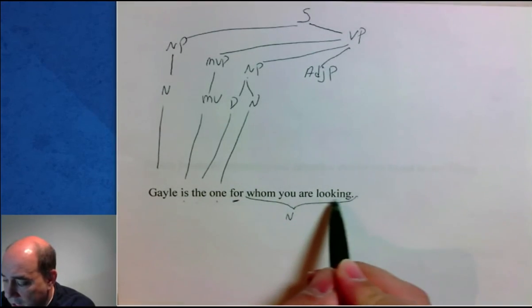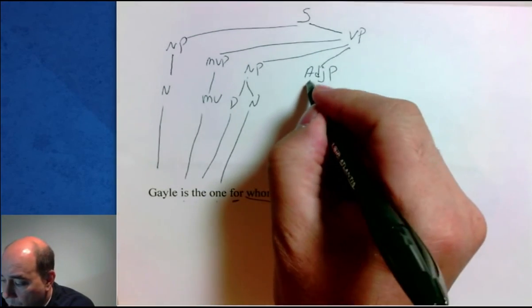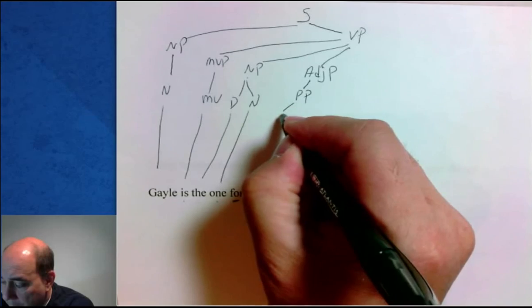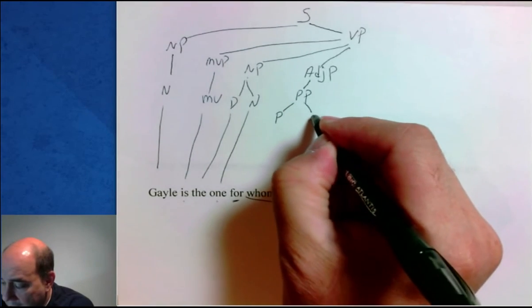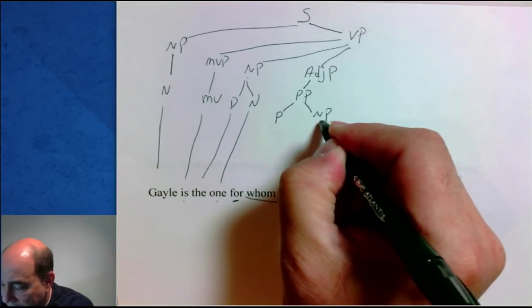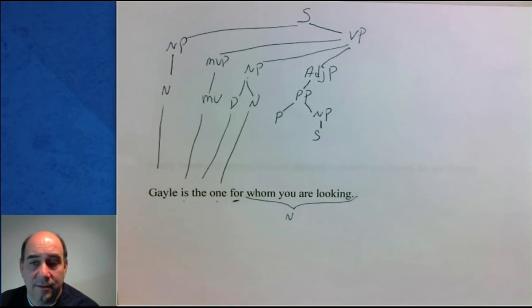Phrase. This is a phrase. Okay, adjective phrase, which is a preposition. Preposition includes a preposition and a noun phrase. This noun phrase is a sentence. Okay? And this noun phrase is actually a noun clause, right?